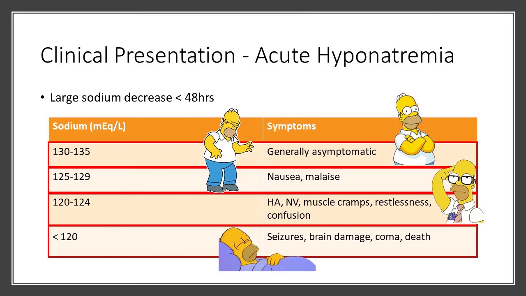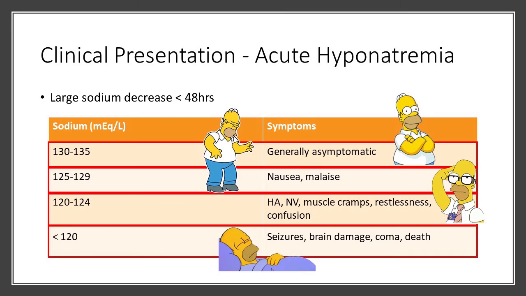So in the 130 to 135 range, we typically don't see any symptoms, and that's regardless of whether it's acute or chronic. 125 to 129, we may start seeing some symptoms. They're very non-specific. It's very hard to relate them back to the hyponatremia. We may just give them a little bit of fluid, depending on whether they're volume depleted or volume overloaded, and should be able to fix that with minimal concern.